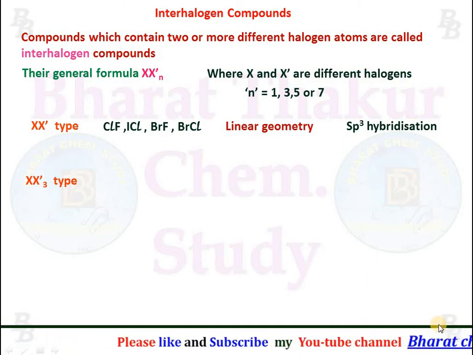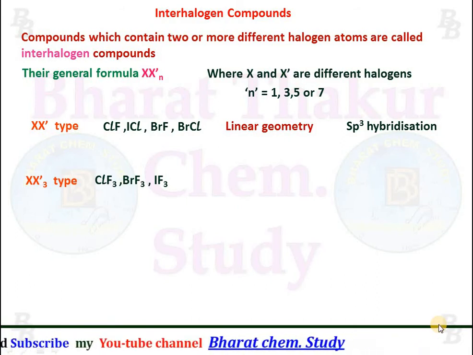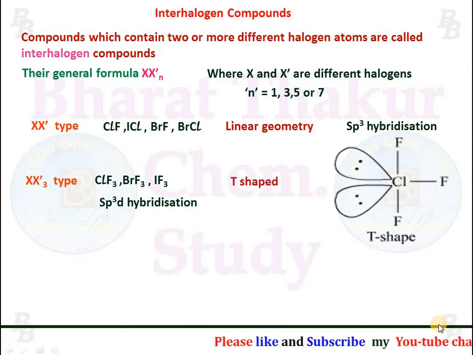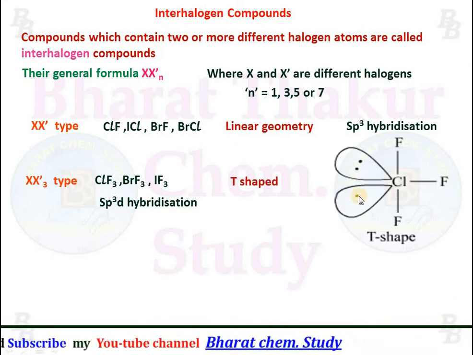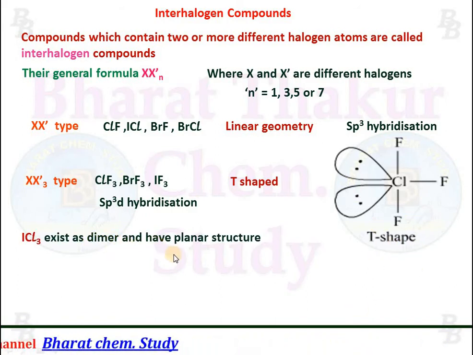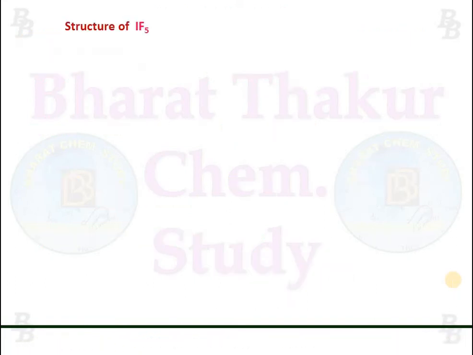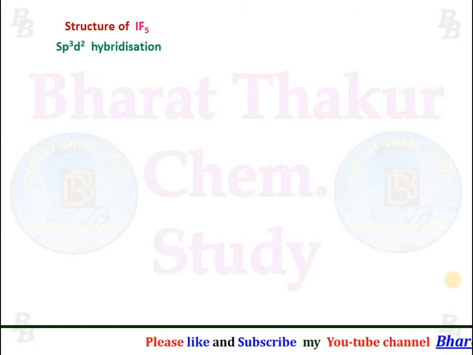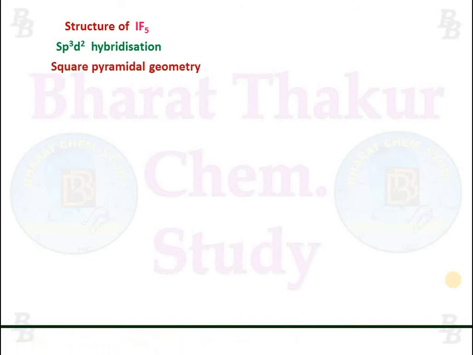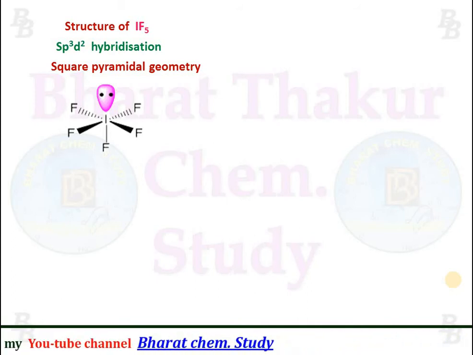Next type is XX'3. Examples ClF3, BrF3, IF3. In all these, the center atom has sp3d hybridization and the geometry is T shape, in which 3 bond pairs are present and 2 lone pairs are present as shown. Note, ICl3 exists as a dimer and has a planar structure like this. Structure of IF5. In this, the central atom I has sp3d2 hybridization and the structure is square pyramidal, in which 5 bond pairs and 1 lone pair are present.